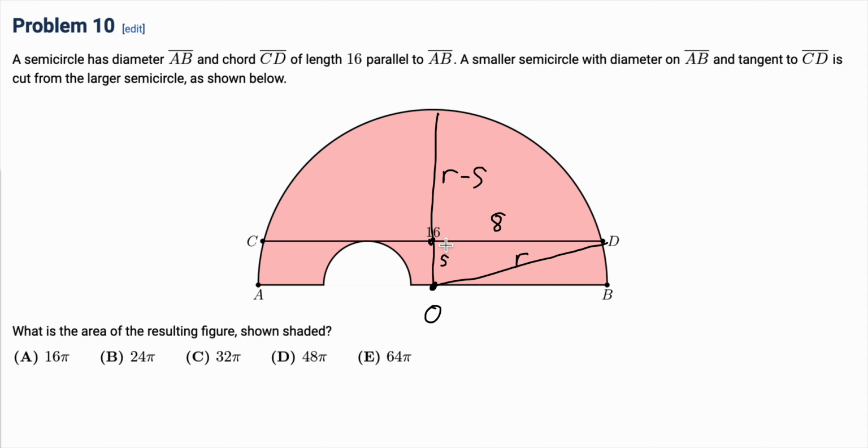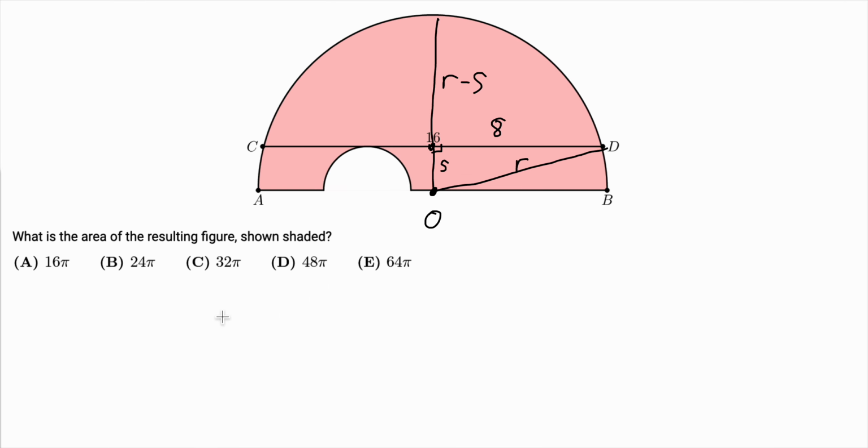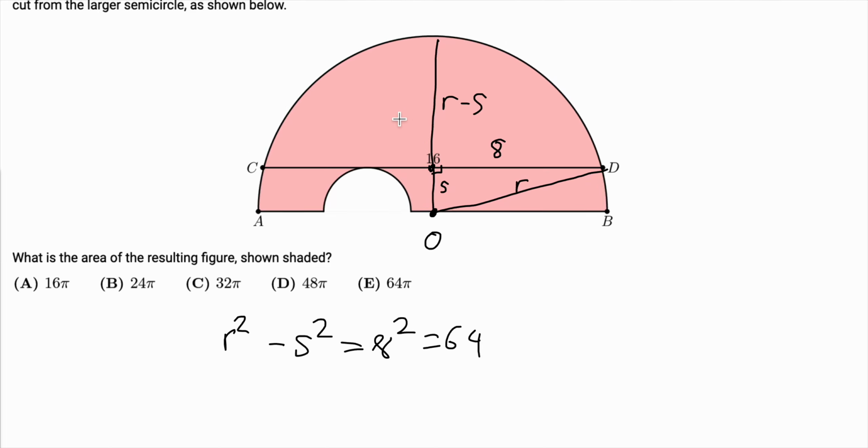And so we have a right triangle here. This has to be a right angle because it's going to be perpendicular. So we have a right triangle, and we can just write r squared minus s squared equals 8 squared, which is 64. So we got that from this right triangle, but now let's look at what the area even means.